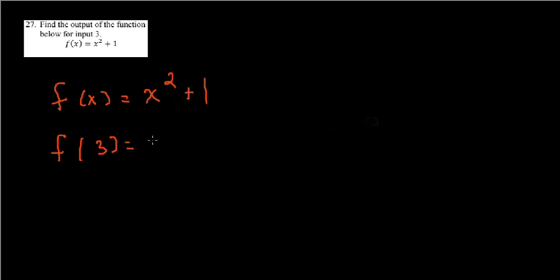I'm just going to replace wherever I see an x with a 3. Let me erase this and change it to a different color, so that we can see that there is a change. So f of 3 is equal to 3 squared plus 1. The output of the function at 3 is just, we're going to simplify this. It's just going to be 9 plus 1, or 10.